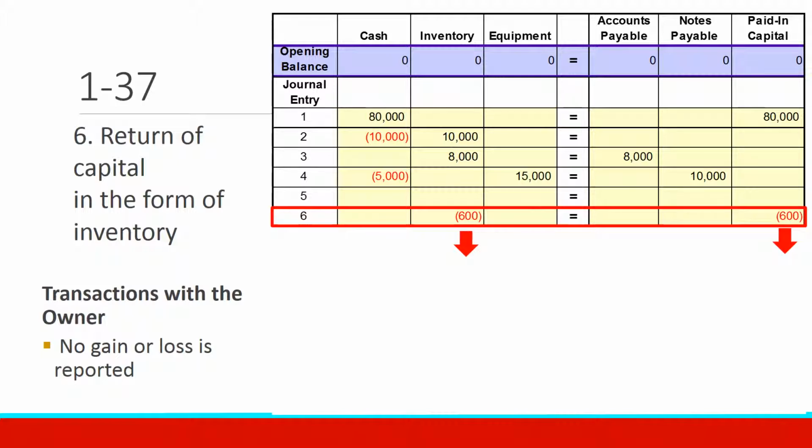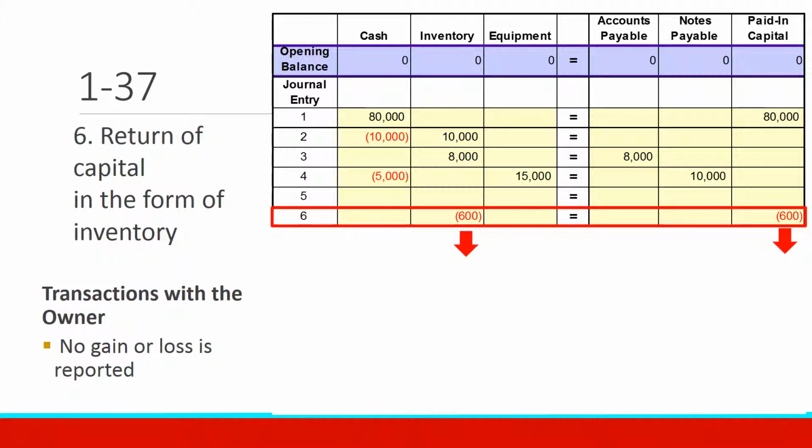So he's taking the tires home. We now need to say the tires are no longer part of the auto parts business. So we're going to remove 600 euros worth of inventory. And then the question is, what else changed in the firm?